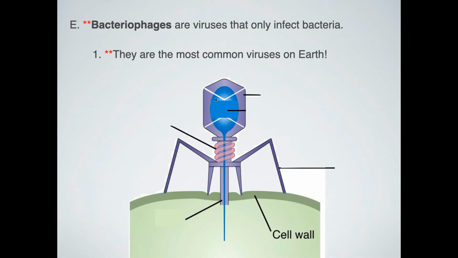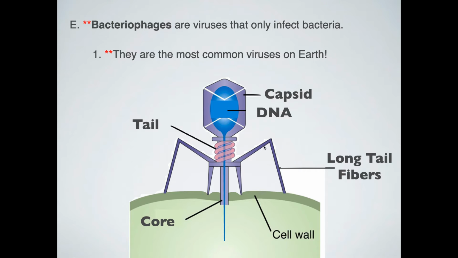So here's what they look like. They kind of look like little alien spaceships. This is the capsid. This is the DNA on the inside. This is called the tail. This little needle-like thing is called the core. And then these little legs are called the long tail fibers.